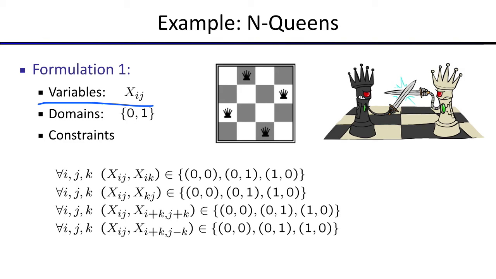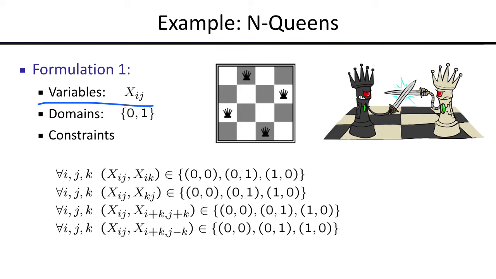So let me give you a solution to this problem. Every single x_ij is 0. That satisfies all of these constraints, right? Because (0,0) is in all of these sets. But we don't have any queens on the board. So what's missing? What constraint do we still need?